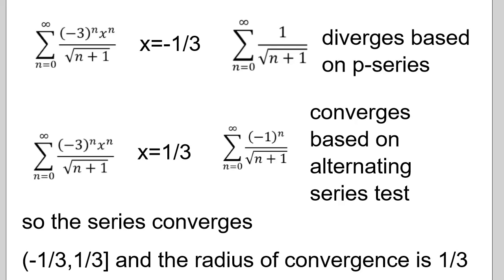Now if I look at plugging in 1/3, this one is going to converge based on the alternating series test. Remember, the alternating series test states 2 pieces. It has to be decreasing and the limit has to go to 0. This one is obviously decreasing and the limit is actually 0 as well, so therefore it converges there. So the series converges between negative 1/3 and 1/3 inclusive. And the radius of convergence is 1/3 for this problem.